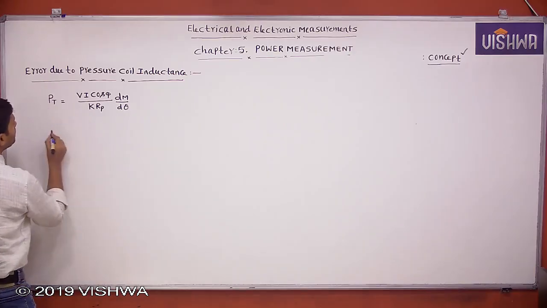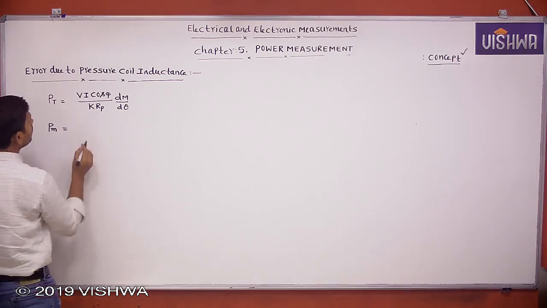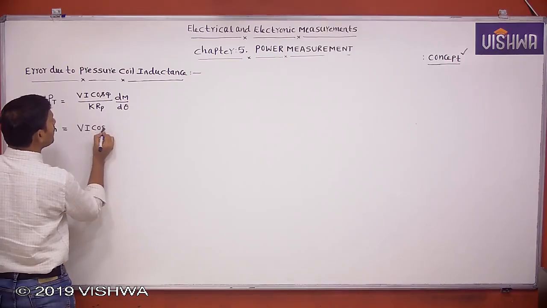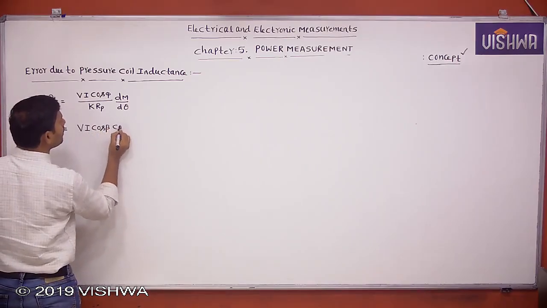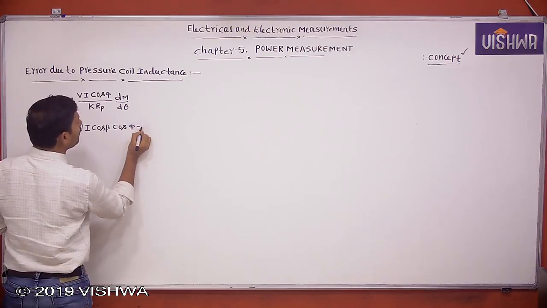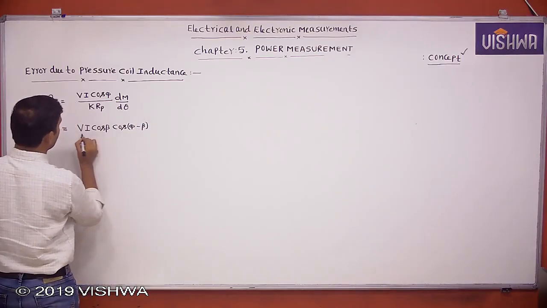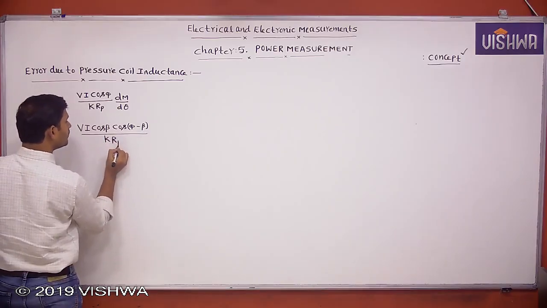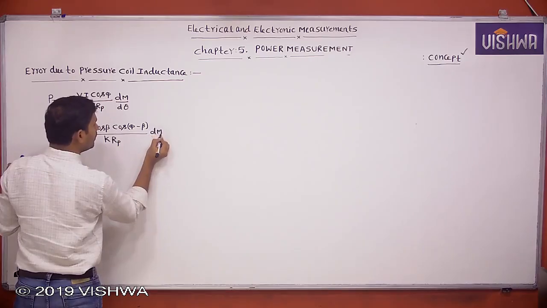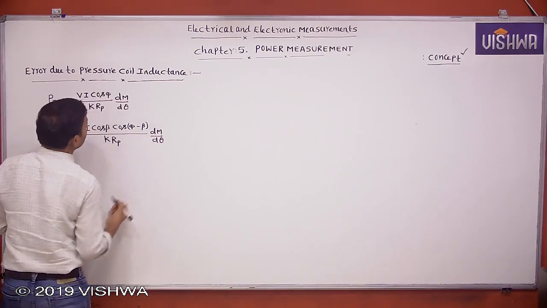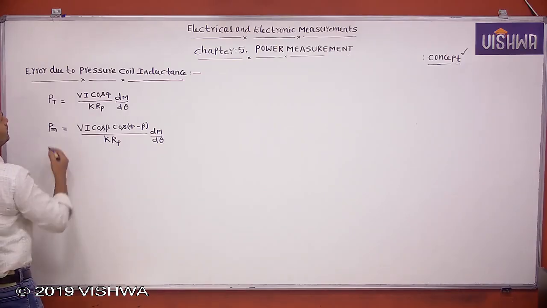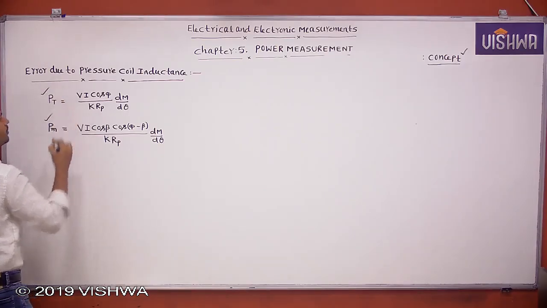Then what is the measured power equal to? Measured power equals VI cos beta cos of phi minus beta by K R P into dM by d theta. Okay, this you know. This is the true power equation, this is the measured power.